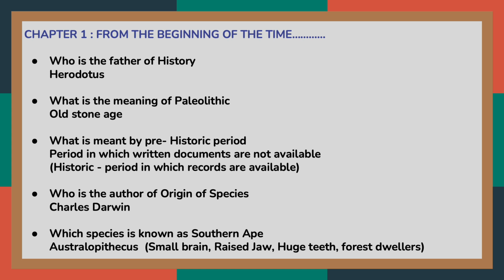What is meant by prehistoric period? Prehistoric period is the period in which the written documents are not available, whereas the historic period is the one in which the records are available. And Charles Darwin is the author of Origin of Species, and the meaning of Australopithecus is southern ape. The characteristic features of Australopithecus are small brain, raised jaw, huge teeth, and they were forest dwellers.